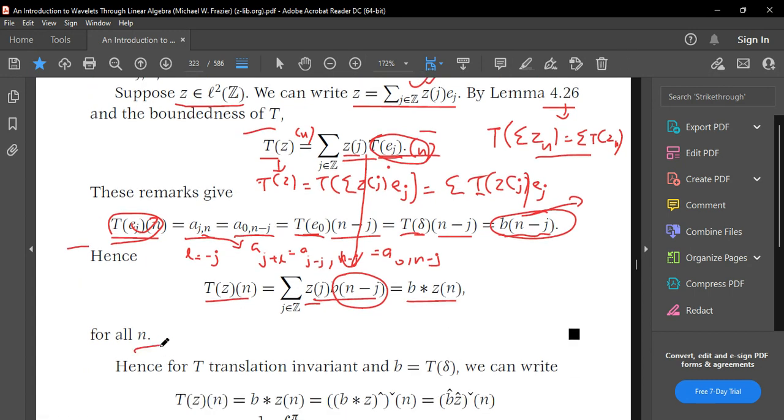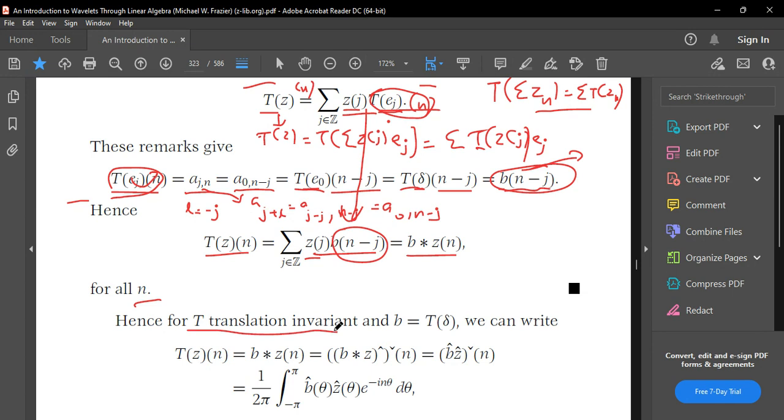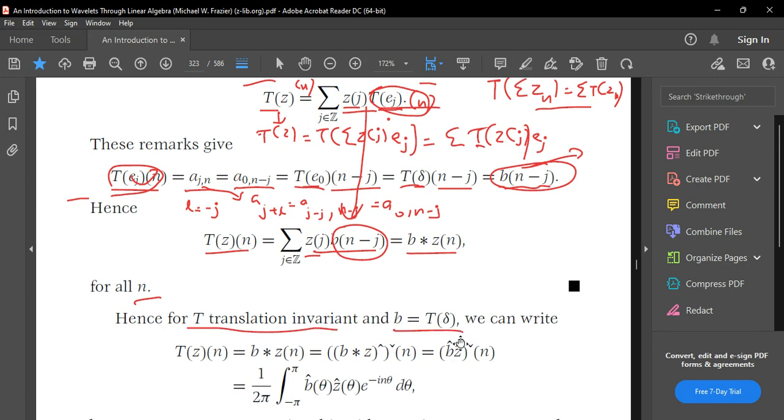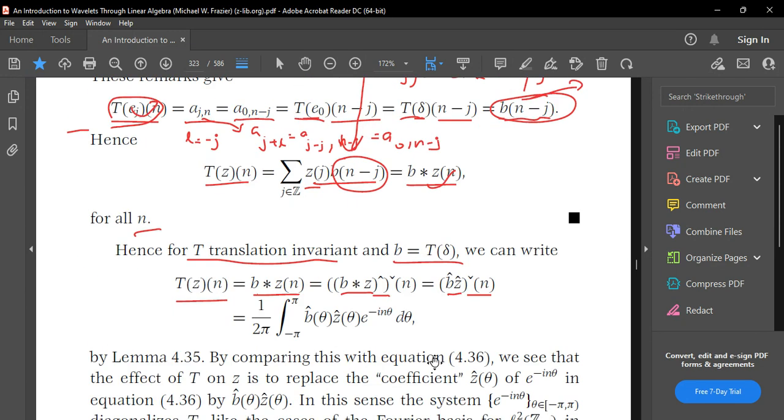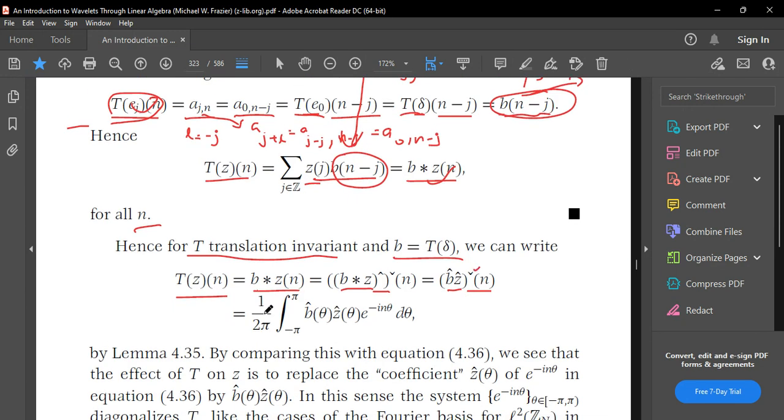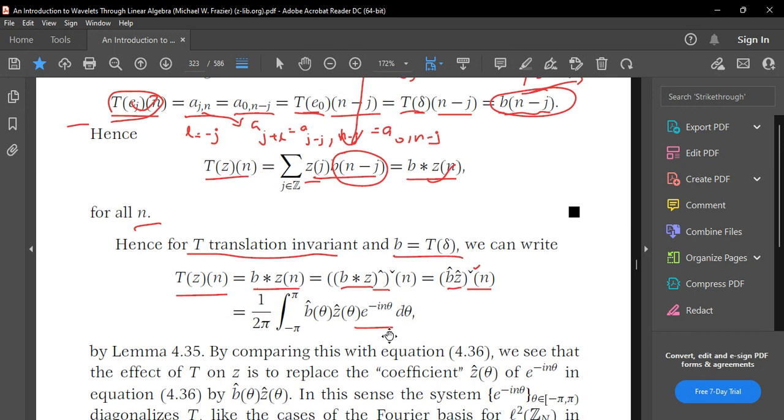This is true for all n. Since T is translation invariant and b is T of delta, we can write T of z of n is equal to b star z of n, which by the earlier result is equal to the inverse of b cap times z cap of n. And what is the inverse definition? The inverse is 1 by 2 pi, integral from minus pi to pi of b cap z cap of theta e raised to minus i n theta d theta.